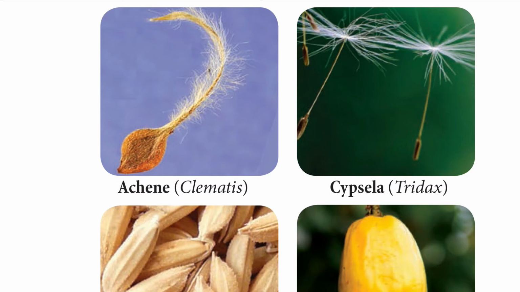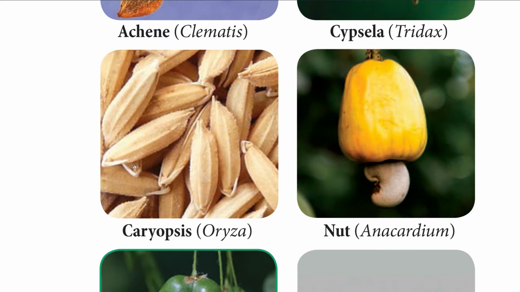This is a single seeded dry fruit which develops from the bicarpellary syncarpous inferior ovary with reduced scales and hairy or feathery calyx lobe. Example, Tridax. The next type is called caryopsis, example rice. It is a one-seeded fruit which develops from the monocarpellary superior ovary. The pericarp is inseparable, it cannot be separated, it is fused with the seed, and that is what is called husk. We say husk or tavidu in Tamil.